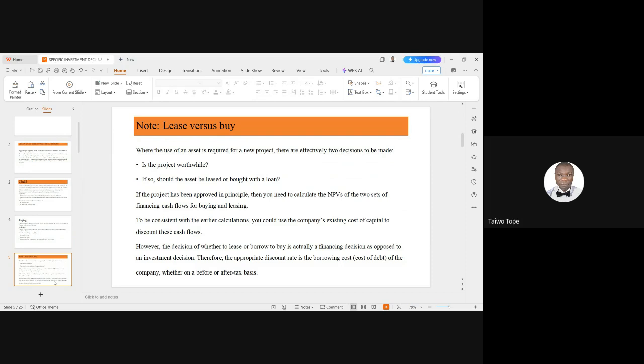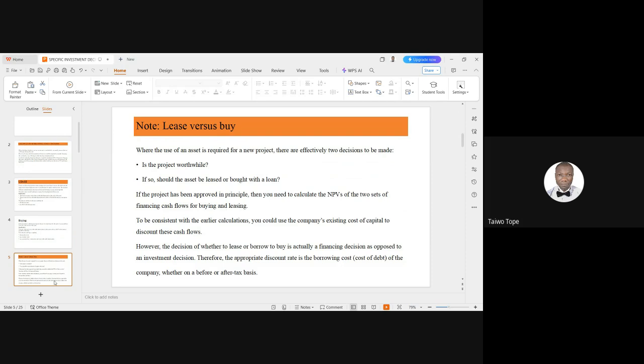The question under the project appraisal decision is: is the project itself worthwhile? And in terms of the financing decision, if the project is approved, how should we finance the asset? Under the project appraisal decision, we check whether the project's future benefits exceed cost, usually using NPV, that is the net present value, with the company's cost of capital. This ensures we only go ahead if the project adds value overall.